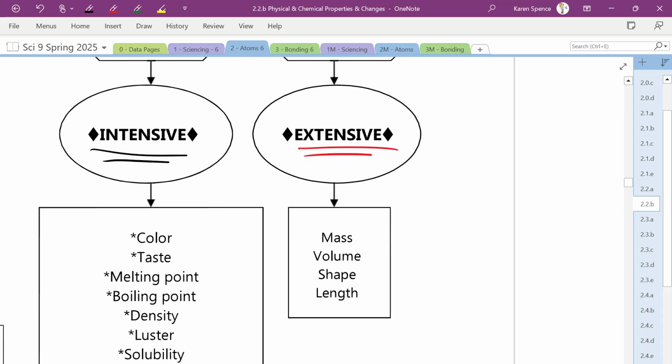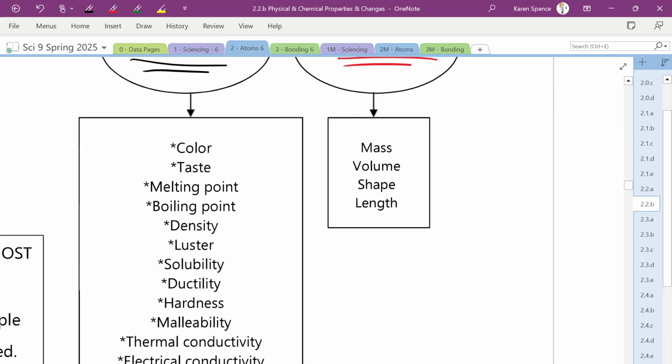So let's think of things that do not depend on how much there is. Color. If I broke off a piece of this clip, would it still be blue? Yes. Taste. Does it taste the same if I had a smaller piece? Yes. If I were to melt it, would it melt at a different temperature if I had a big piece or a small piece? Not at a different temperature.